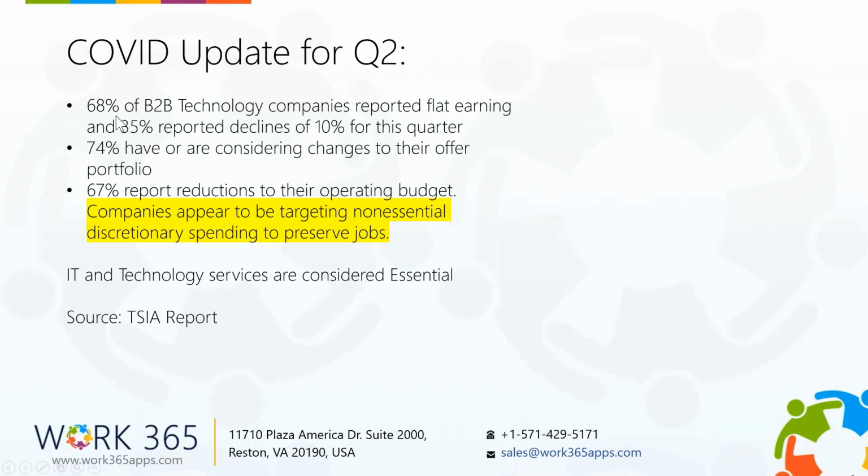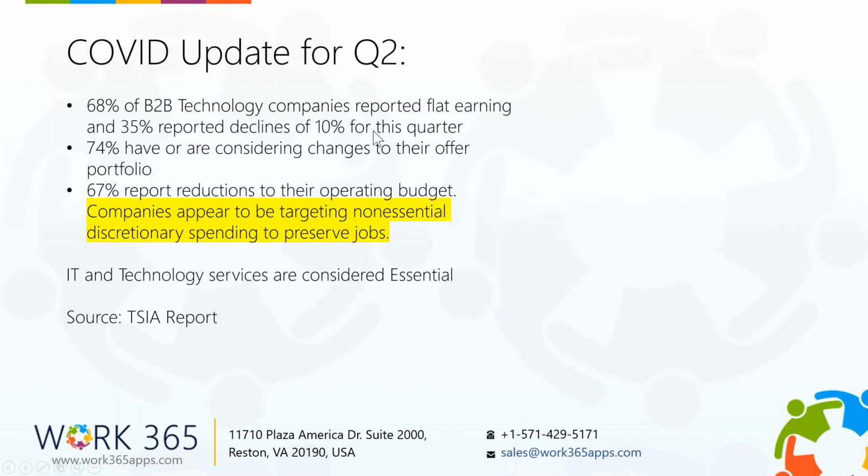So about 68% of B2B companies, technology companies, are reporting flat earnings, and 35% are reporting a 10% decline for this quarter, right? That's actually significant. 74%, which is three quarters of these companies, are considering serious changes to their offer portfolio. Almost two thirds of these companies are reporting reductions to their operating budgets.